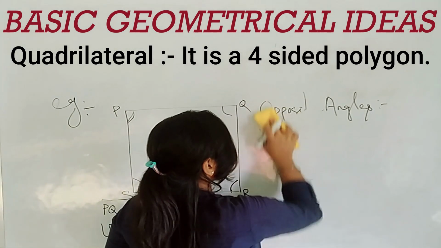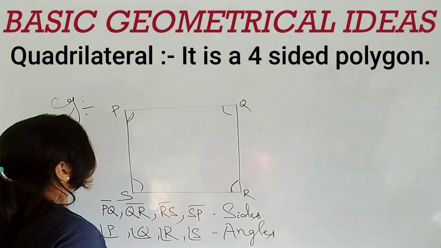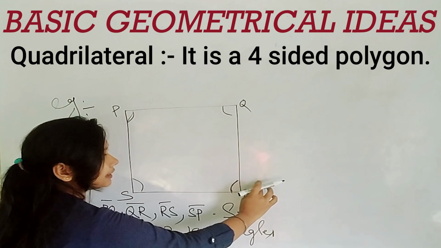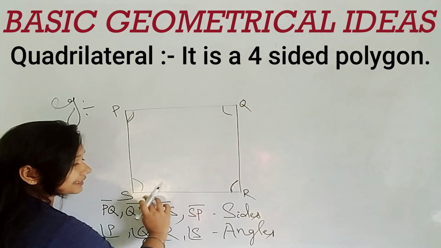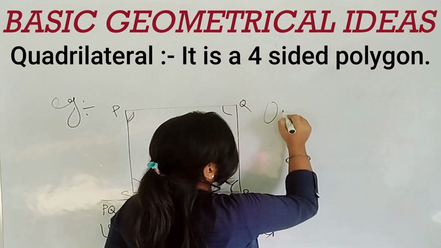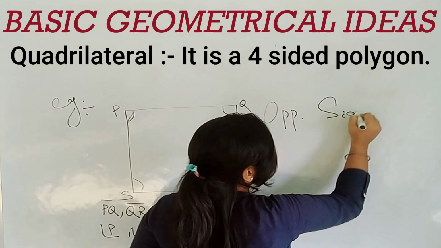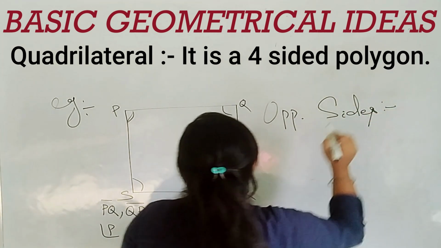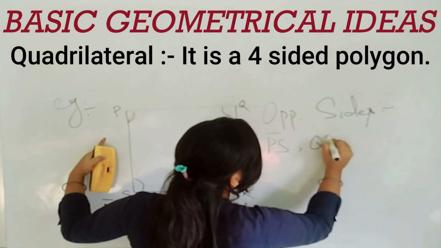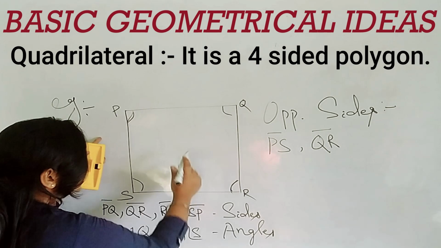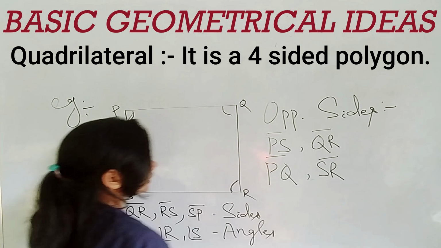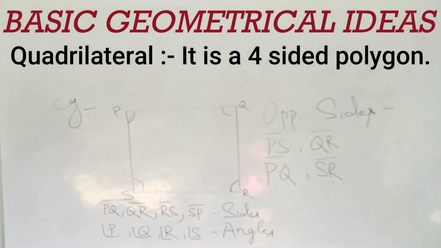Then our opposite sides are, in this picture, PS and QR, and PQ and SR are our opposite sides. Okay? Opposite sides are PS and QR and PQ and SR. Okay?